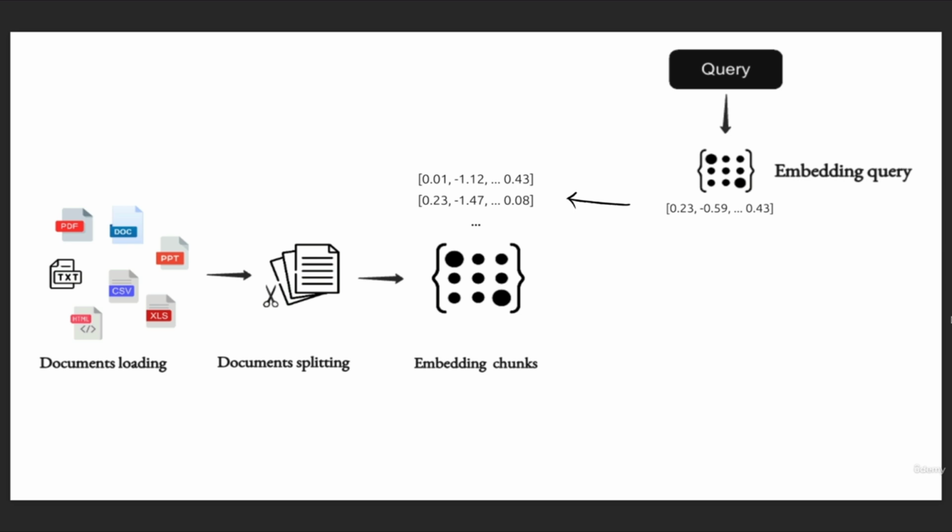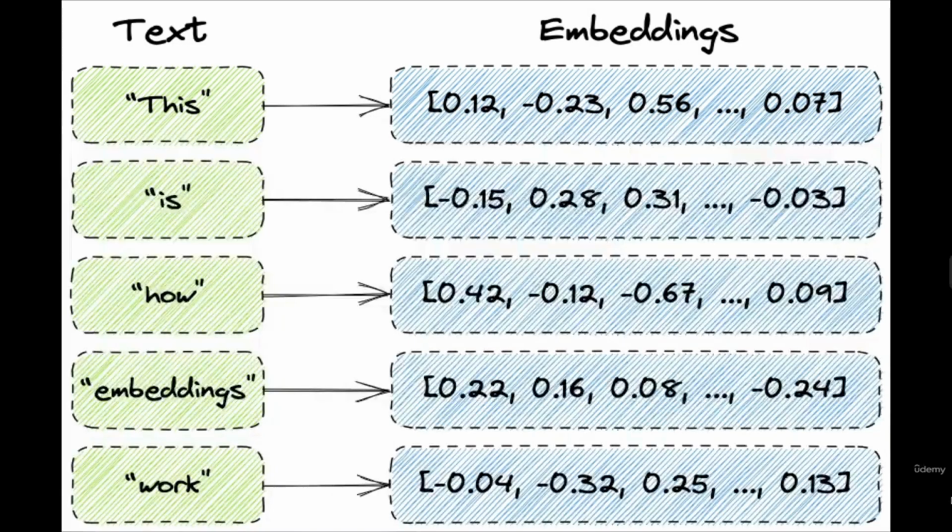In short, embeddings turn your text into math that captures meaning. This makes it possible for an AI agent to compare, search, and retrieve the right answers based on what things mean, not just what they say.